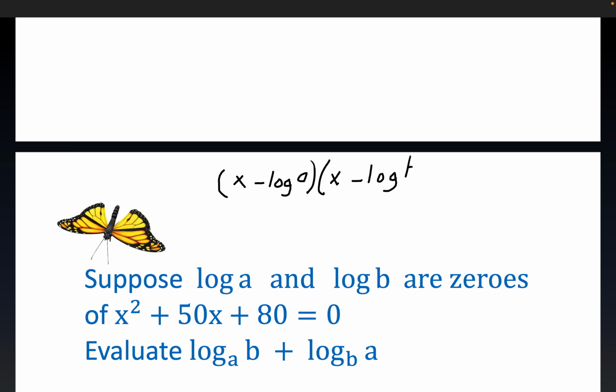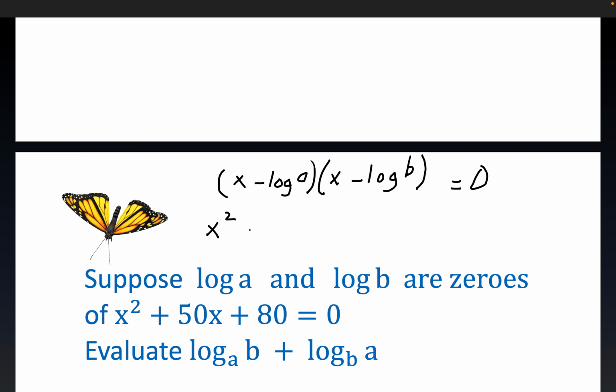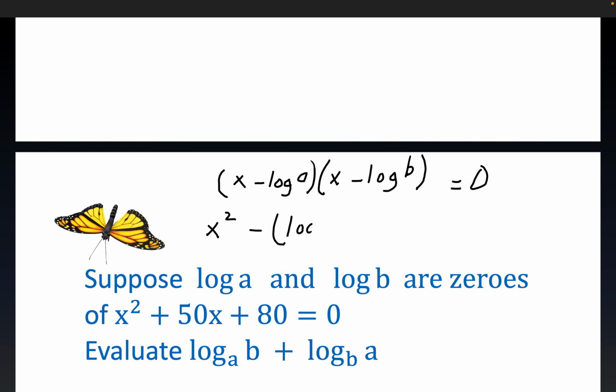This is equal to 0. Now, the fancy name for this is Vieta, an Italian name, but you can just discover it on your own without knowing what it's called. So this would be the same thing as x squared, and when you expand this out, you'll end up with minus the quantity log base 10 of a. And again, base 10 is not important here, owing to the change of base formula.